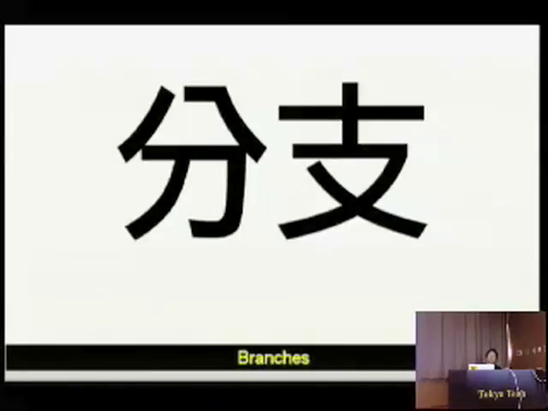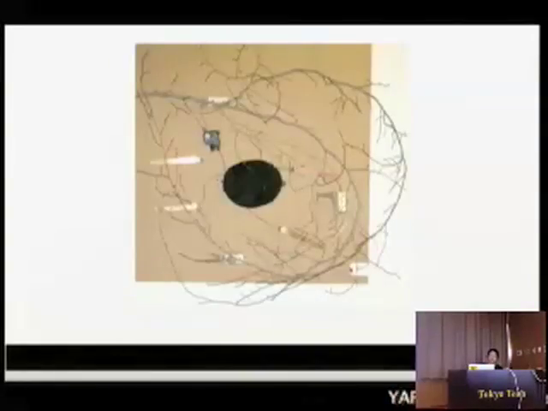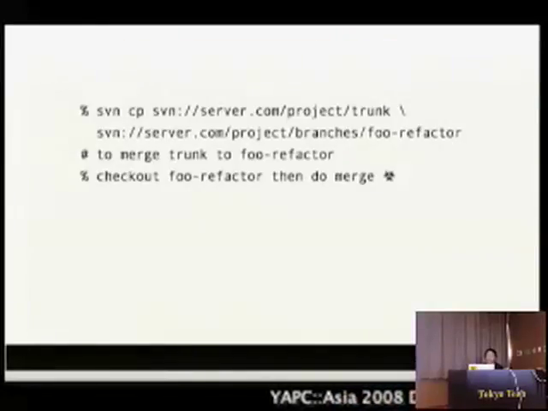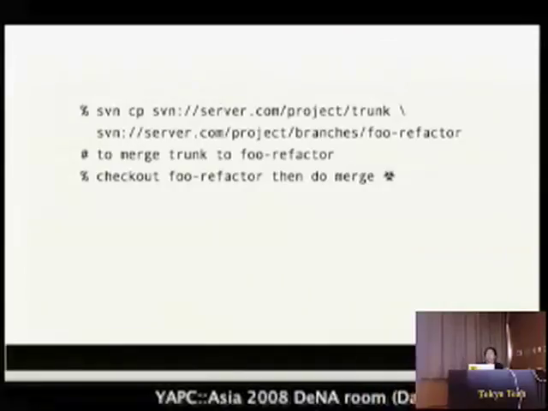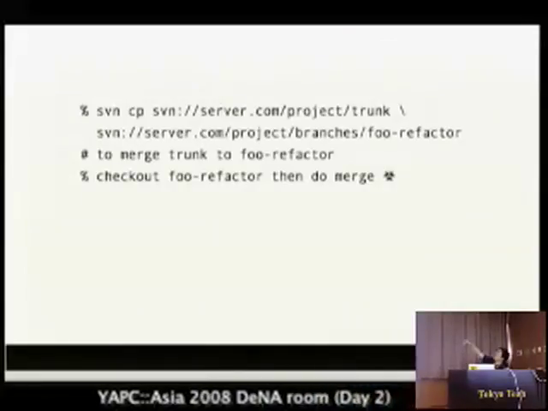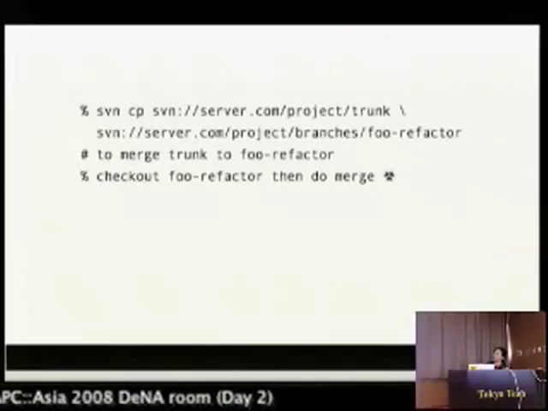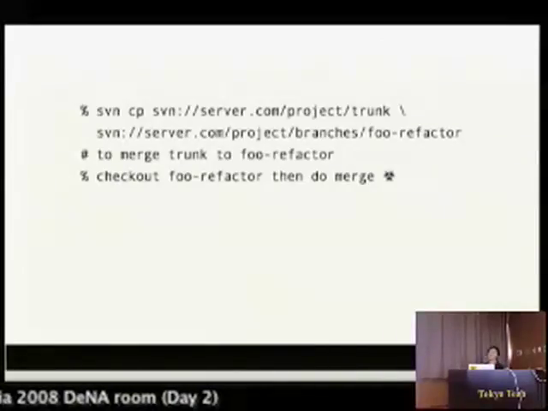So the branching model in Subversion is always messy, right? Basically, you use a copy command to copy a directory to another one. For example, here we copy the trunk to a branch called full refactor in order to do some full refactoring. Okay, so this is how you create a branch.